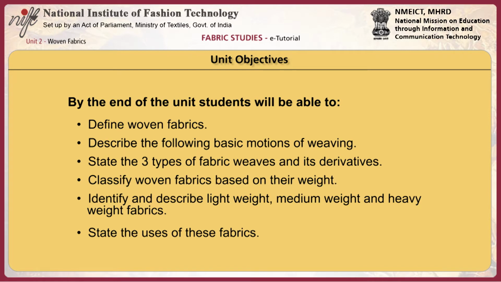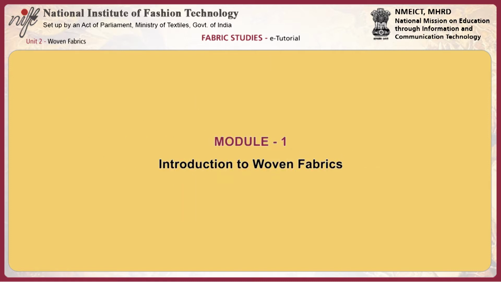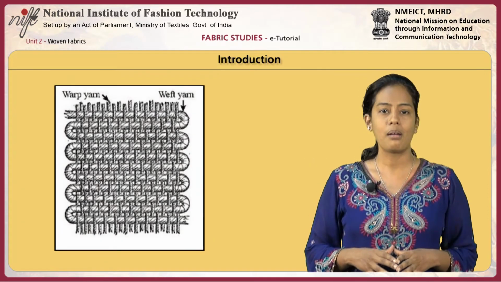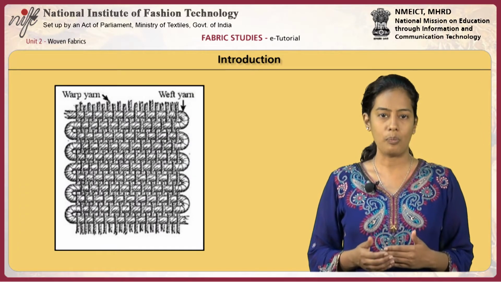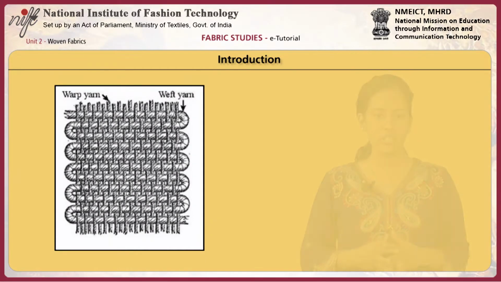weaving: shedding, picking and beat up; state the three types of fabric weaves and its derivatives; classify woven fabrics based on their weight; state the uses of these fabrics. The first module gives an overview of woven fabrics and the basic motions of weaving. Woven fabrics are made in a machine called a loom by interlacing warp and weft perpendicular to each other.